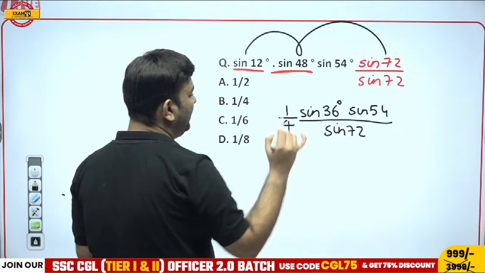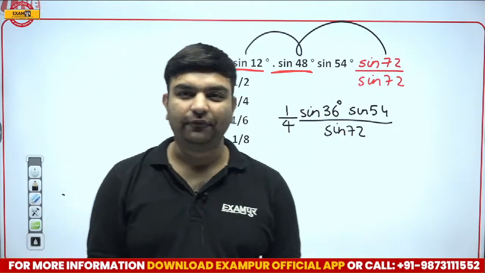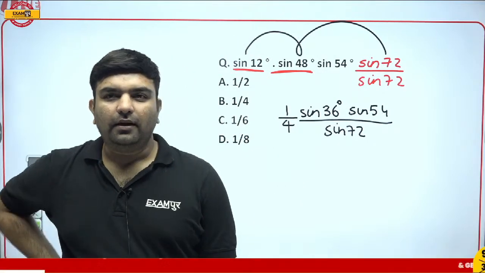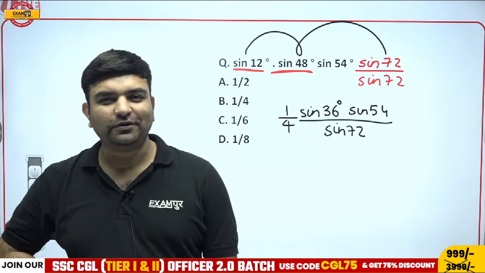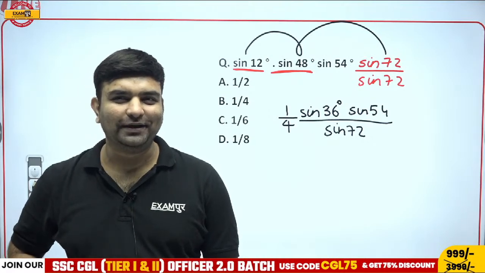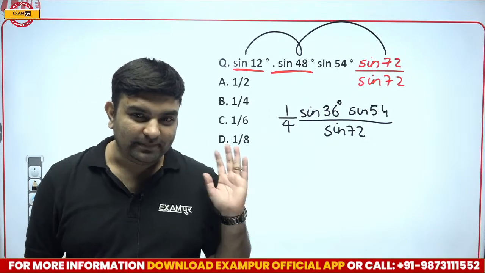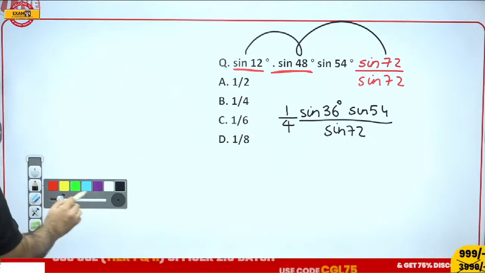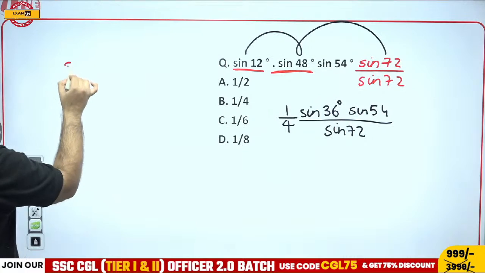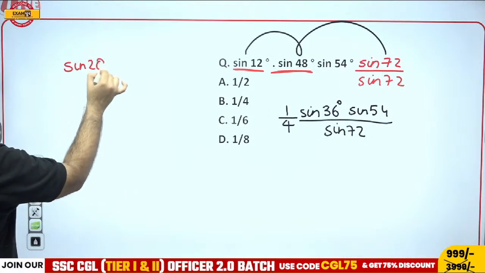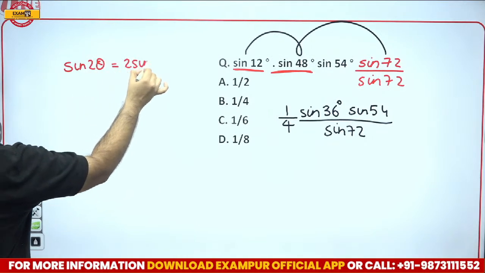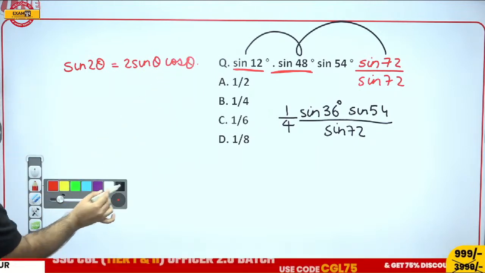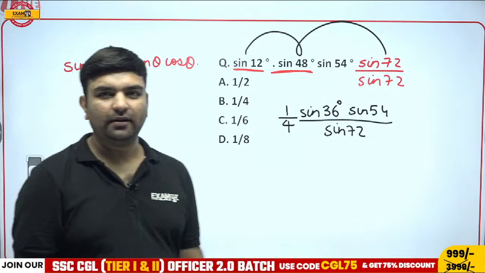Some of you might be wondering, sir, what after it? I told you a point, that I should have taught the formula of sine 2 theta. This is the reason why I told you, because here sine 2 theta is used. Sine 2 theta is 2 sine theta cos theta.